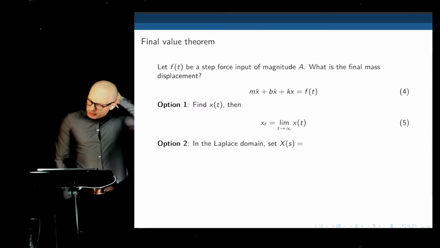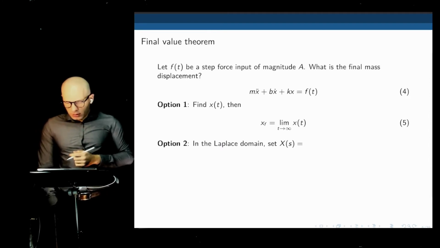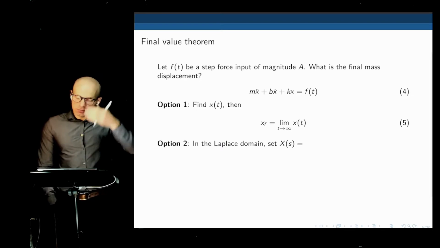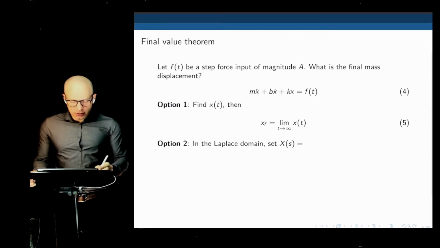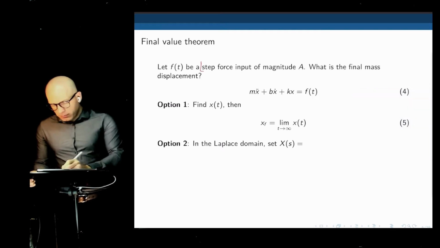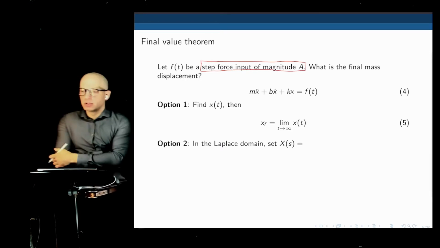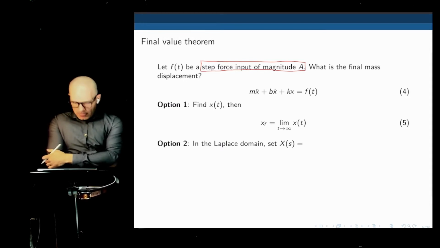For the mass spring damper system, we have the equation of motion in equation 4. We want to see what the final value is, what is the displacement of the mass if we apply a step force input of magnitude A. What is the final value of the displacement? What is the displacement in a steady state? Let's use the final value theorem to do that.